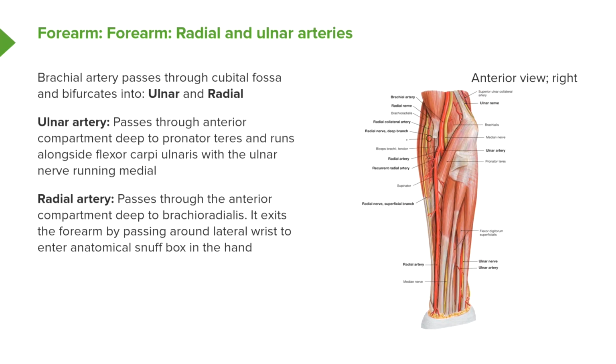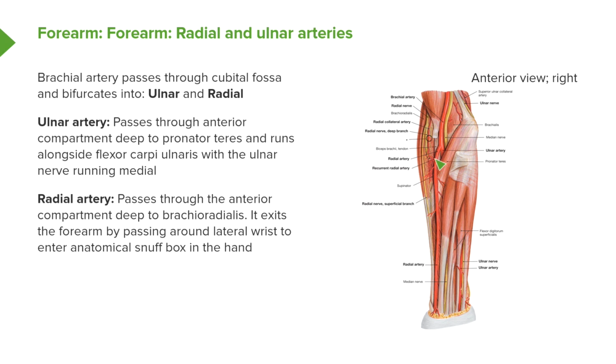So the ulnar artery, we can see it here, is going to pass anteriorly through the forearm compartment. It passes in the anterior compartment of the forearm, it passes deep to pronator teres, and it runs alongside, we can see it here, flexor carpi ulnaris. It runs alongside flexor carpi ulnaris, and it's running alongside the ulnar nerve as well. So we can see the ulnar artery here, and it's going to run along the deep compartment down alongside flexor carpi ulnaris.